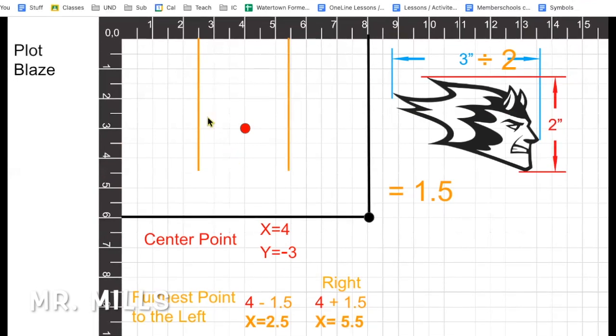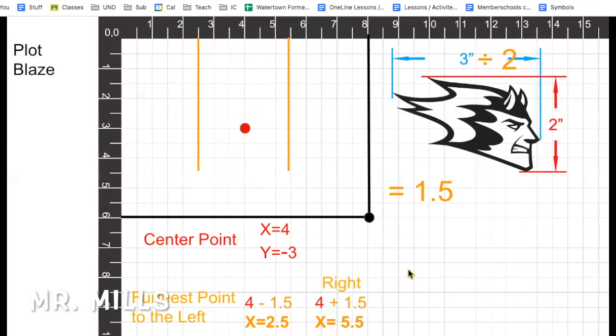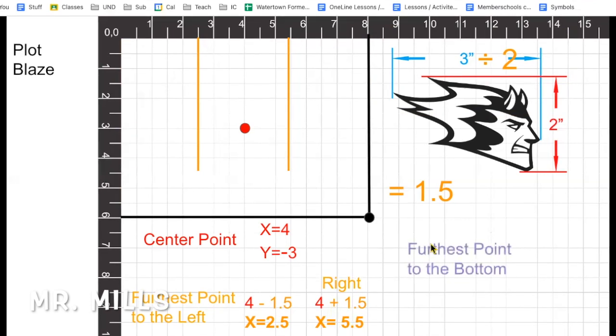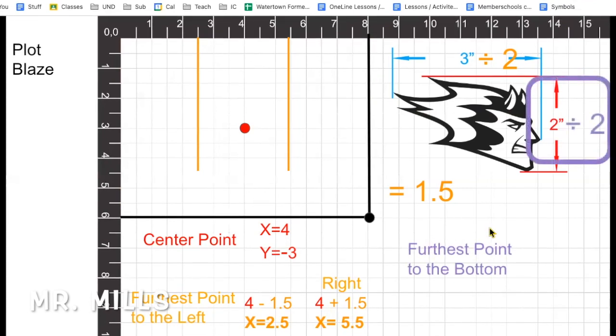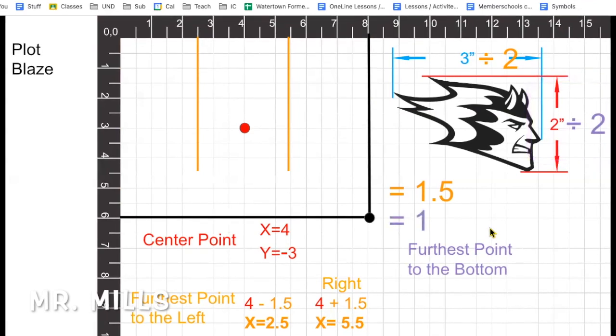So you should have these two lines running at their correct markings, 2.5 and 5.5. Then we're going to find the furthest bottom point. We know that Blaze's head is 2 inches tall, and we're going to divide that by 2, and that gives us a number of 1. So now we're going to do that same thing we just did, but vertically, and we're going to use 1 instead.